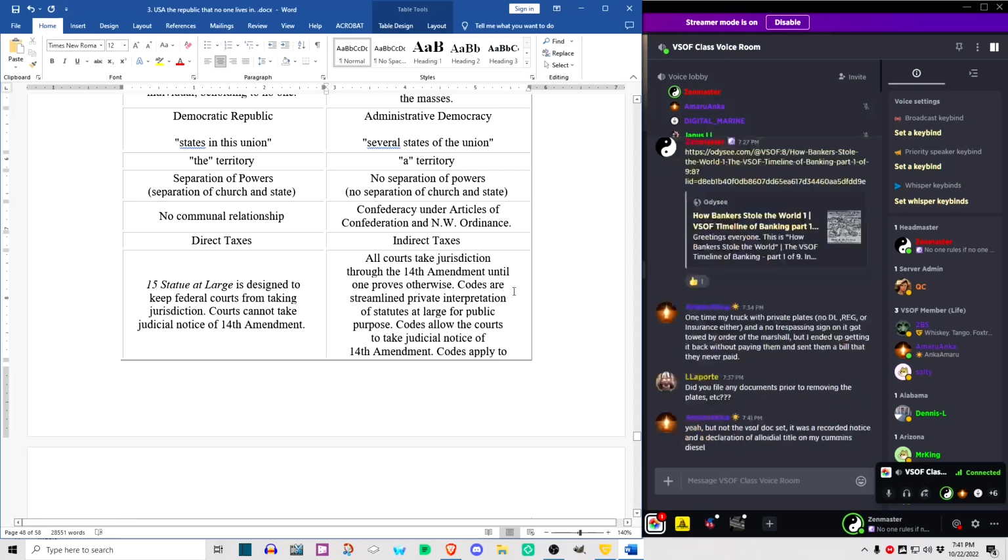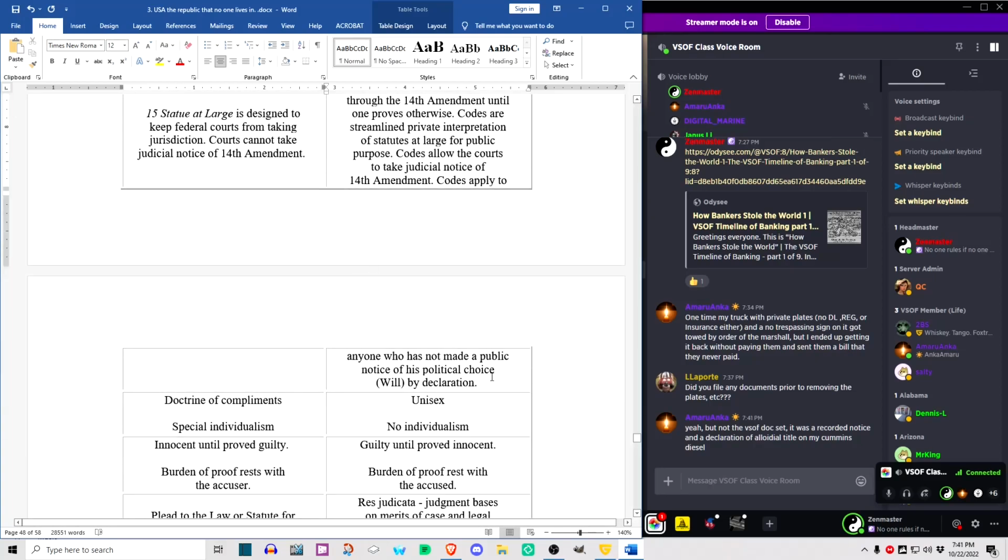Over here, codes are streamlined, private interpretation of statutes at large for public purpose. Codes allow the courts to take judicial notice of the 14th Amendment. Codes apply to anyone who has not made a public notice of his political choice, meaning your will by declaration, saying, get off my estate, you have no business administering it.